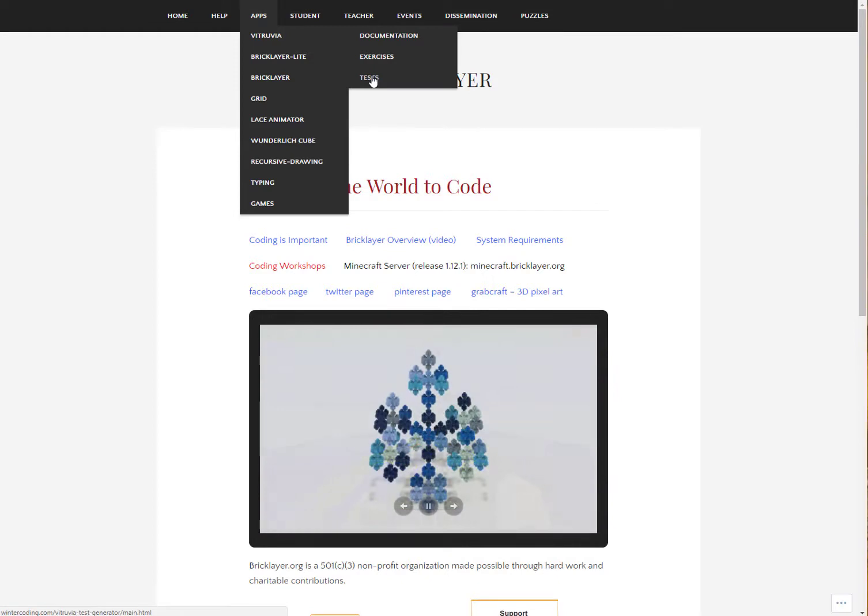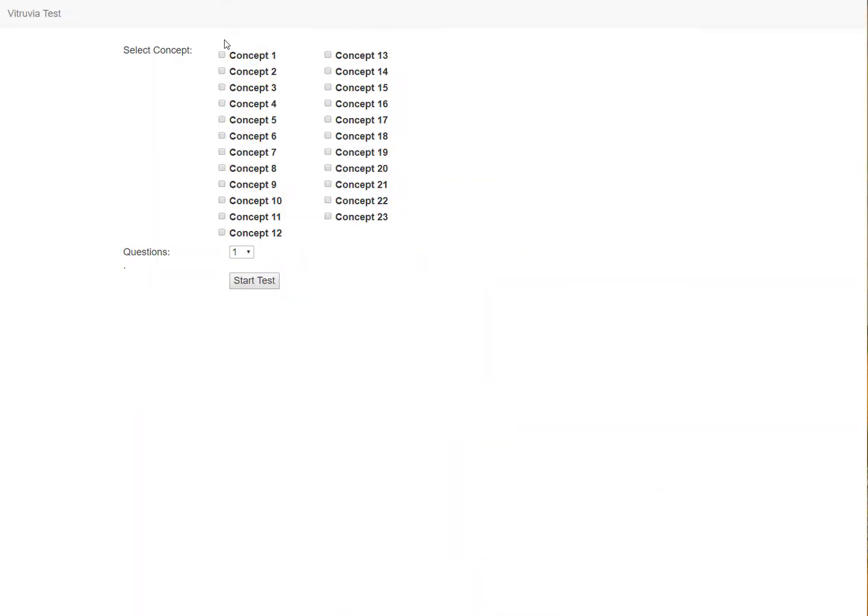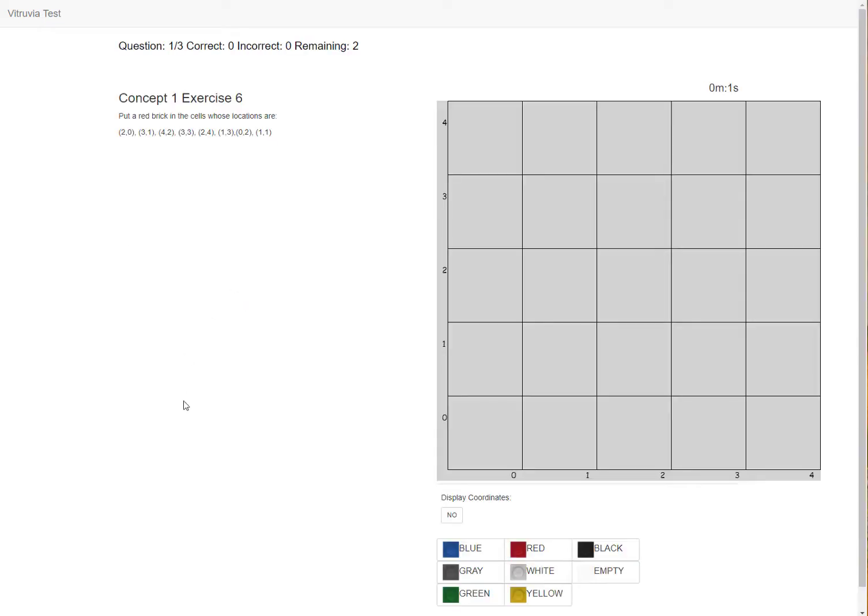If you go to Apps, Vitruvia, and then Tests, you can select which concepts you want to be tested on. For example, do a test on Concept 1, and then you can pick however many questions you want to be in your test. So I'm going to pick, let's say, 3 questions. I'm going to start the test. Notice it's telling me how long I'm taking here, and it also says so far how many questions I have correct and incorrect and so on. Let's just do this test and see what our results look like.